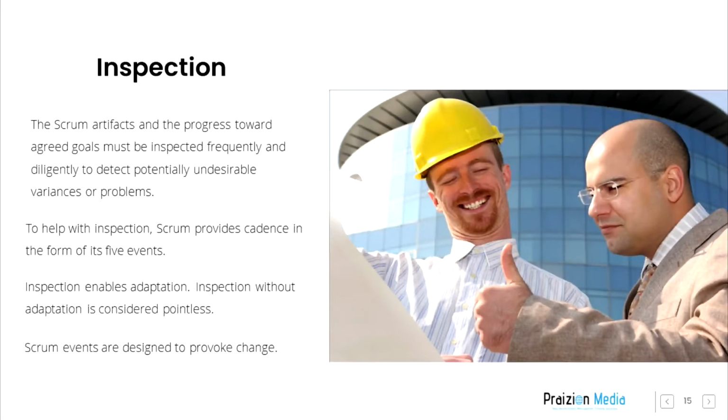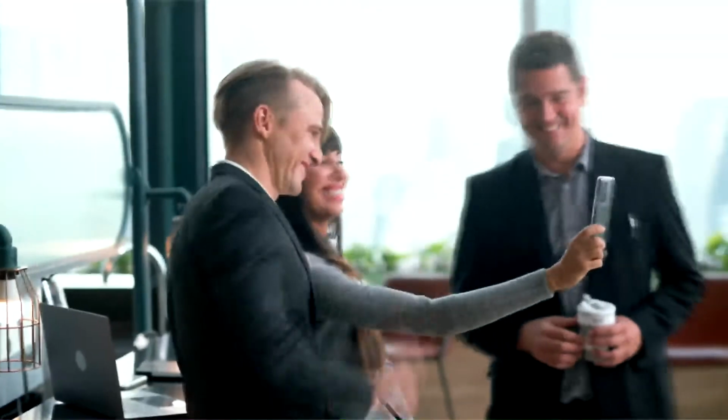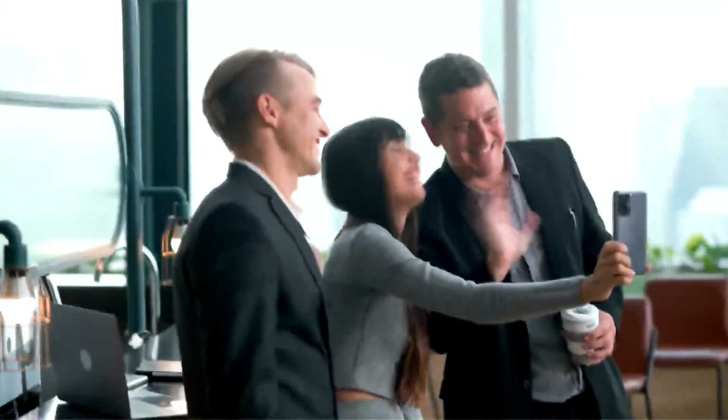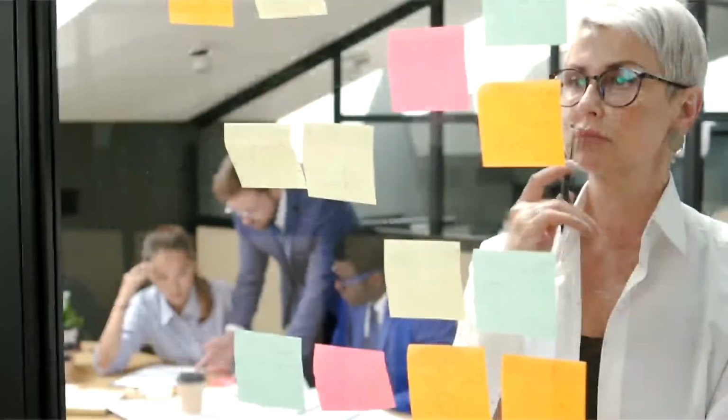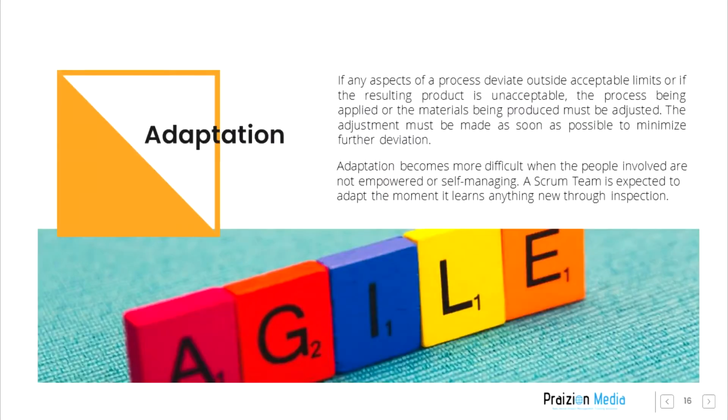Inspection. The Scrum artifacts and the progress towards agreed goals must be inspected frequently and diligently to detect potential undesirable variances or problems. To help with inspection, Scrum provides cadence in the form of its 5 events. Inspection enables adaptation. Inspection without adaptation is considered pointless. Scrum events are designed to provoke change.